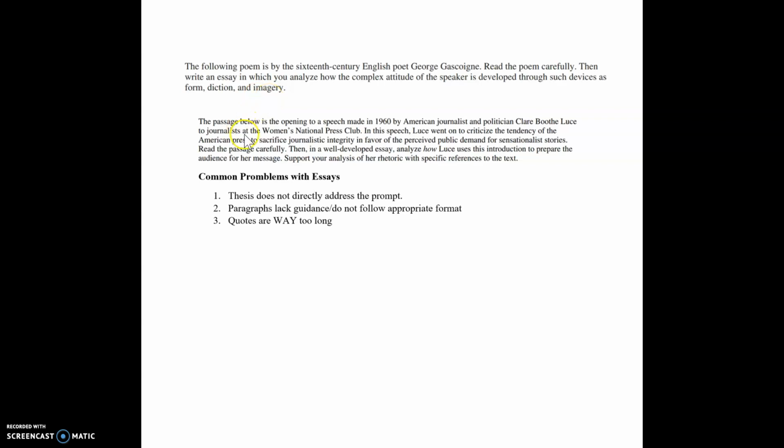The second prompt that was given to the juniors is: the passage below is an opening to a speech made in 1960 by American journalist and politician Clare Boothe Luce to journalists at the Women's National Press Club. In this speech, Luce went on to criticize the tendencies of the American press to sacrifice journalistic integrity in favor of the perceived public demand for sensationalist stories. Read the passage carefully, then in a well-developed essay, analyze how Luce uses this introduction to prepare the audience for her message. Support your analysis of her rhetoric with specific references to the text.